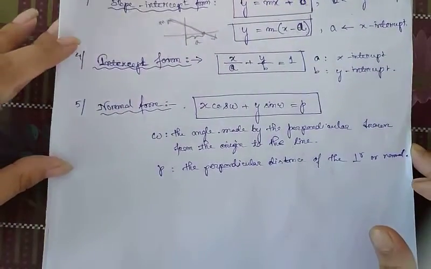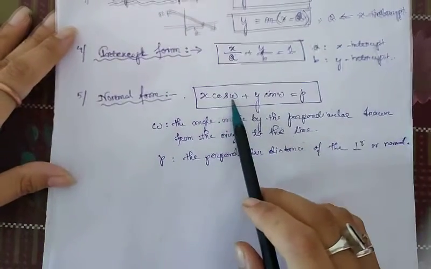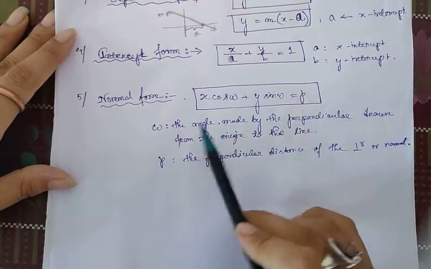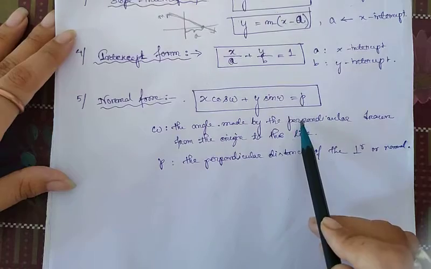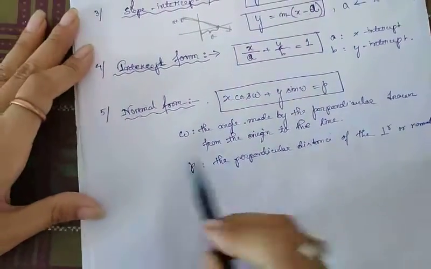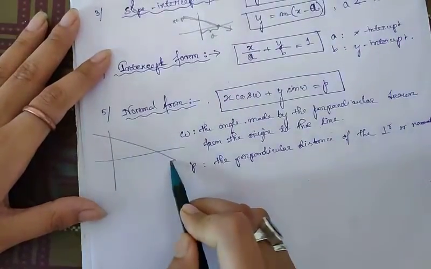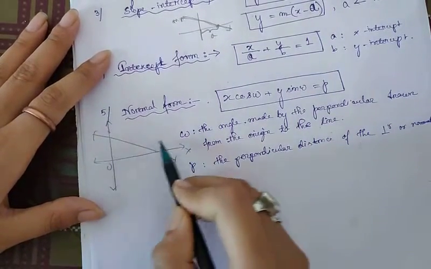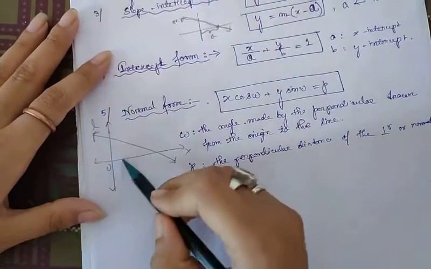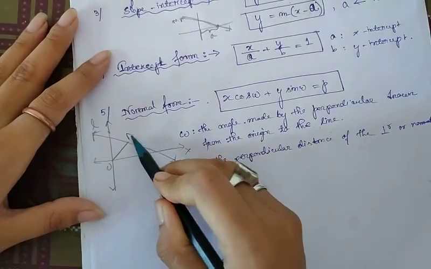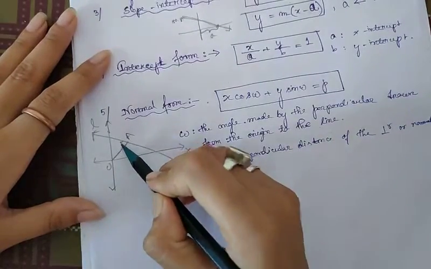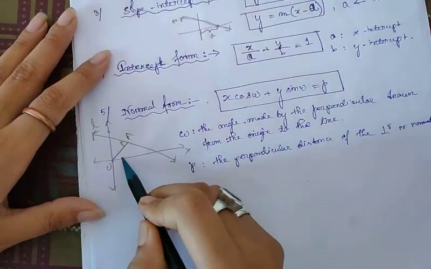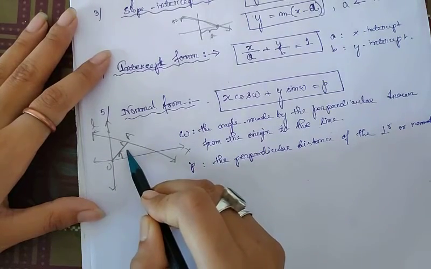After that, it is your normal form. What is your normal form? x cos omega plus y sin omega equal to p, where omega is the angle made by the perpendicular. Say this is your line L, this is your x-axis and this is your y-axis, your origin. ঠিক আছে, say OA is the perpendicular drawn from the origin to the line L, then omega is the angle made by the perpendicular.